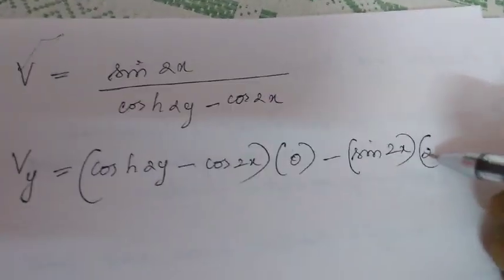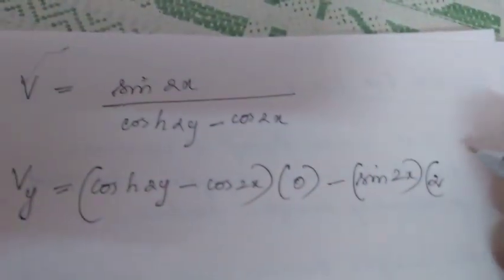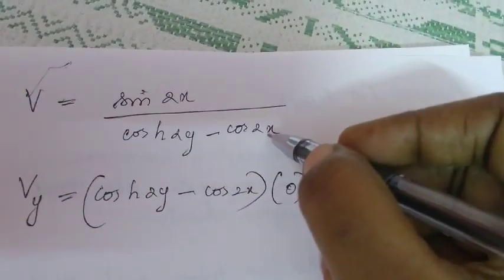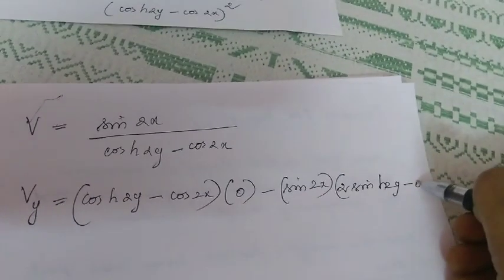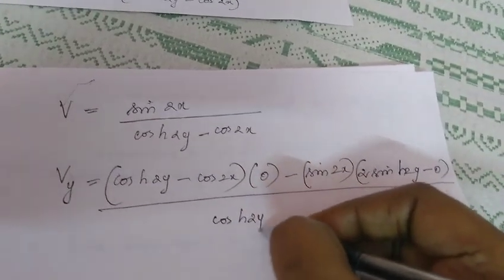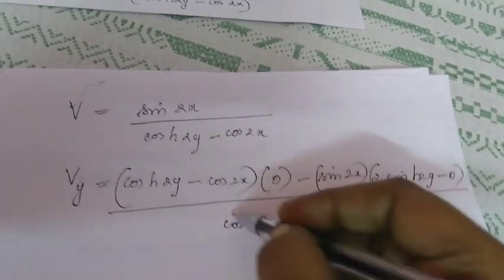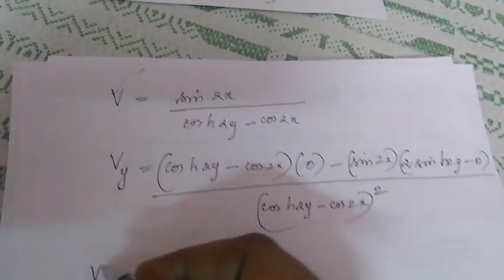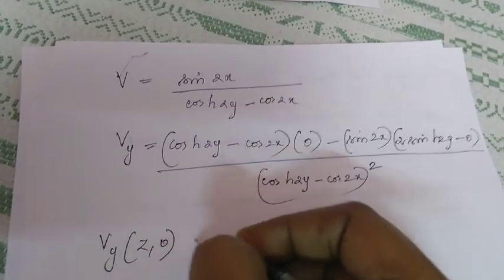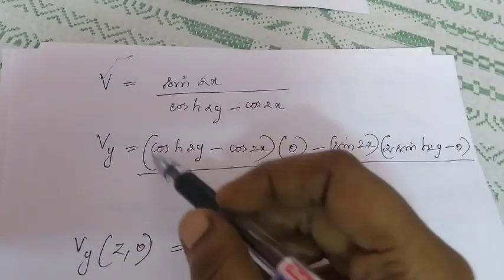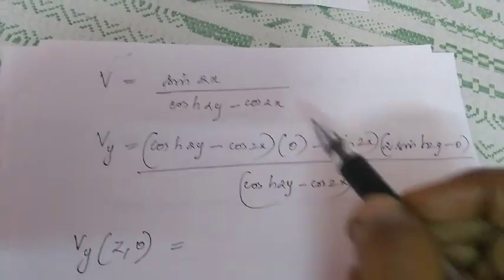Now differentiate your denominator with respect to y. So it is what? Differentiation of cosh 2y is 2 sinh 2y, minus differentiation of cos 2x with respect to y, it is 0, that divided by the denominator square, cosh 2y minus cos 2x whole square. So it is v u dash minus u v dash by v square. And now let us find out what is Vy of z comma 0. Replace your x as z and y as 0. First term is actually 0, since it is multiplied with the term 0 here.